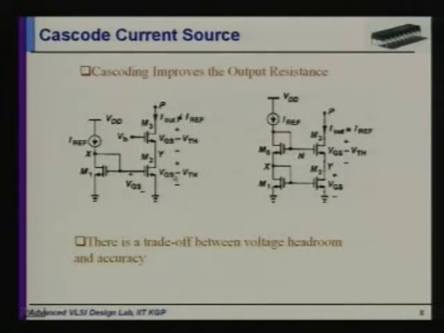See, in this circuit, the output minimum voltage should be the overdrive voltage of this transistor plus this transistor. That is, the minimum output voltage should be 2 VOV. But in the right hand side circuit, we are seeing that the minimum output voltage is the overdrive voltage of this plus this only VGS.